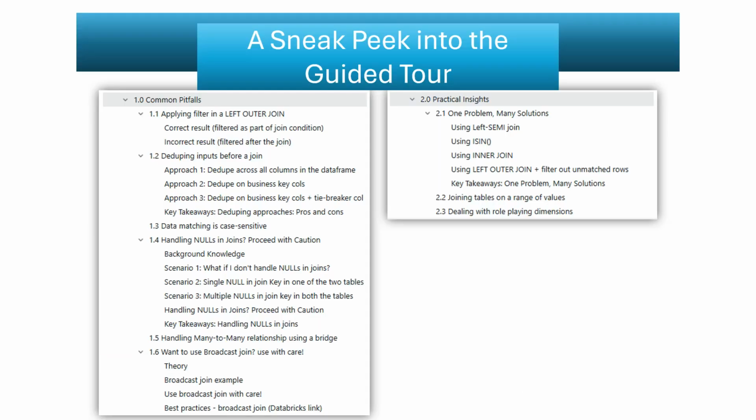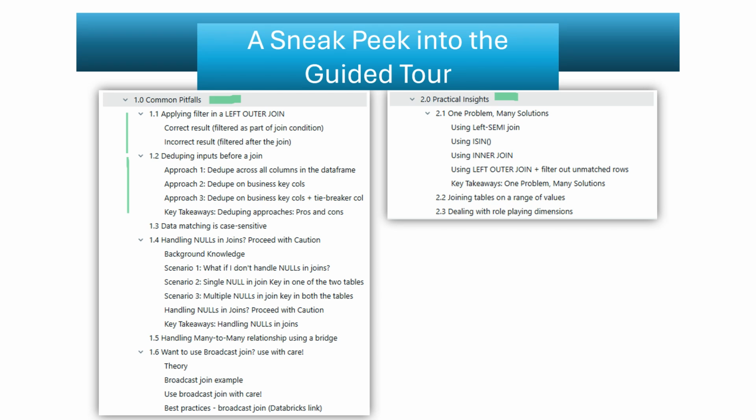There are two main sections in the Databricks notebook. Section 1, Common Pitfalls. Section 2, Practical Insights. In Common Pitfalls section, I have covered 6 different scenarios. First, we will look at what happens when you apply filters as part of a left outer join and why there is a right way and a wrong way to do it.